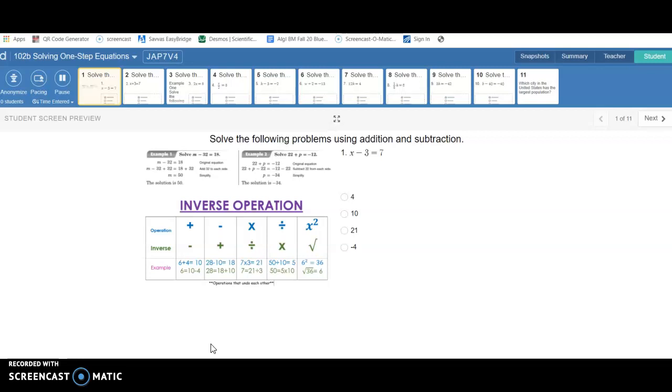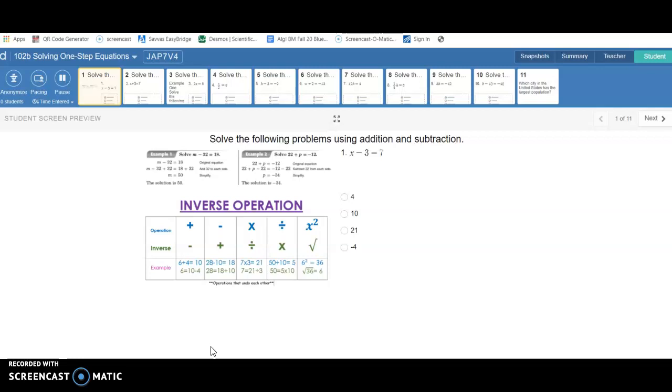So I have a little chart here that talks about the inverse operations. Just remember, we always do the opposite. So if you got a minus, you're going to plus. If you're multiplying, you're going to divide. If you're dividing, you're going to multiply. And that's what this little chart shows. So you can refer to this chart if you forget.